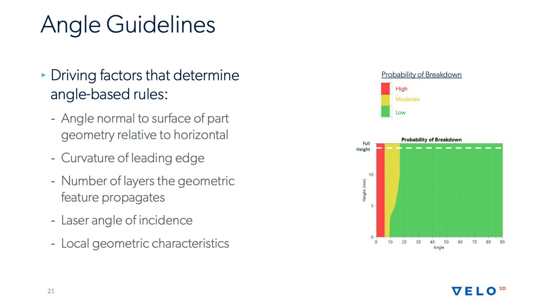So I'll use a plot that shows for a given geometry the angle normal to the surface, 90 being vertical, 0 being horizontal, and the height that it has to propagate, or how many layers you're trying to propagate this particular geometry.